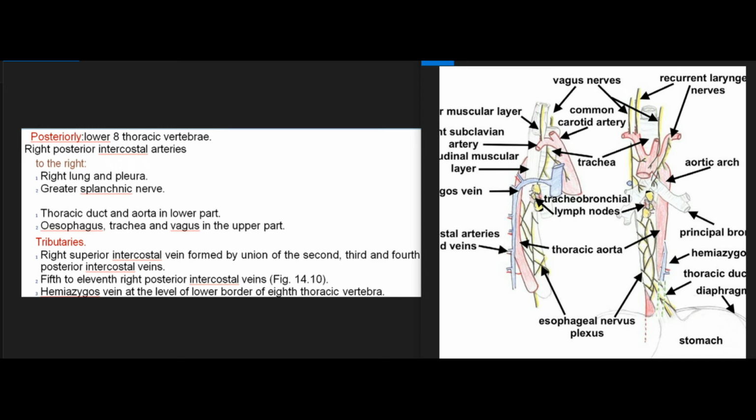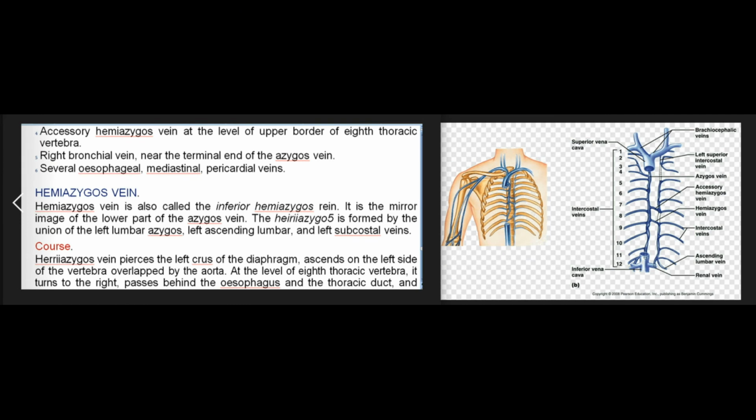Tributaries. 1. Right superior intercostal vein, formed by union of the 2nd, 3rd, and 4th posterior intercostal veins. 2. 5th to 11th right posterior intercostal veins, Fig 14.10. 3. Hemiazygos vein at the level of the lower border of the 8th thoracic vertebra. 4. Accessory hemiazygos vein at the level of the upper border of the 8th thoracic vertebra. 5. Right bronchial vein, near the terminal end of the azygos vein. 6. Several esophageal, mediastinal, and pericardial veins.